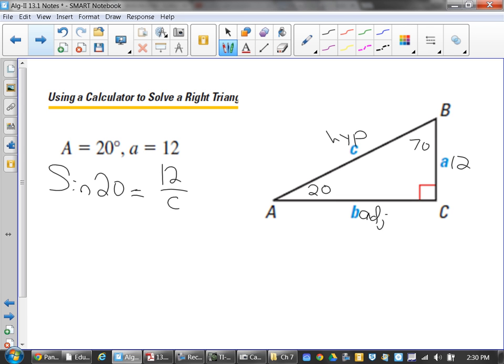Now, you may or may not remember what you actually did when your variable was in the denominator. Yeah, so you just flip-flop the angle and that unknown. So your value is 12 divided by the sine of 20.